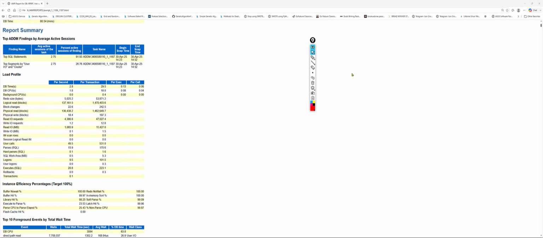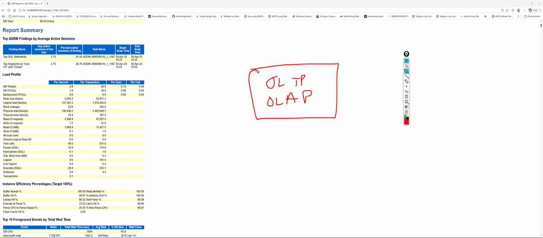So in this video we are going to understand whether a database is an OLTP or OLAP system during the performance analysis of a particular database. So imagine that a database is having a performance issue and you are having an AWR report.